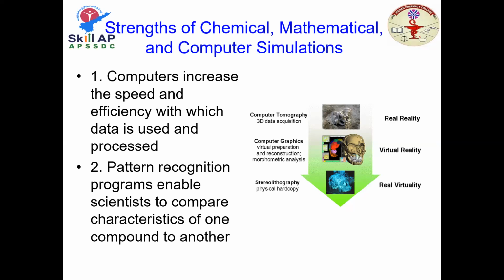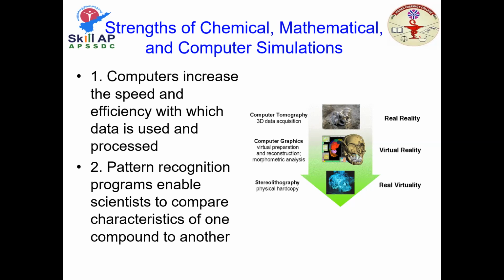Next, after screening in the computer simulator, we will be identifying which are getting fitted. Computers increase the speed and efficiency with which data is used and processed, because we can screen n number of compounds in a short span of time.